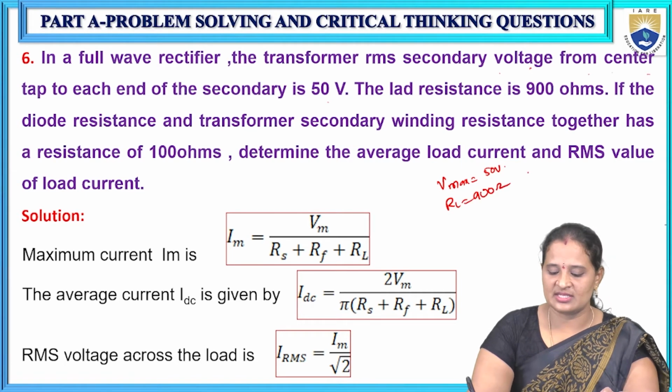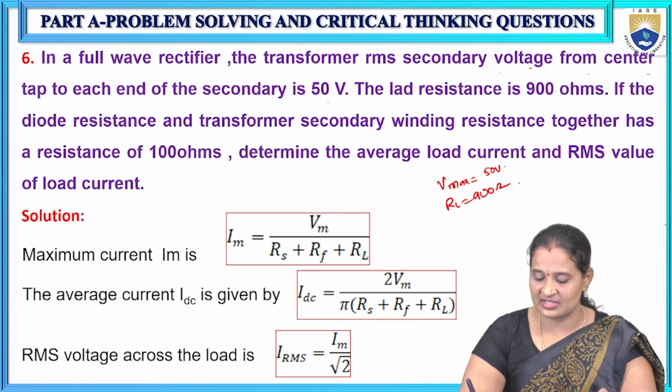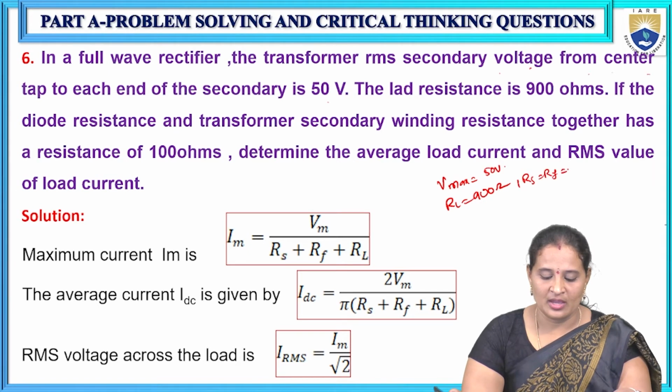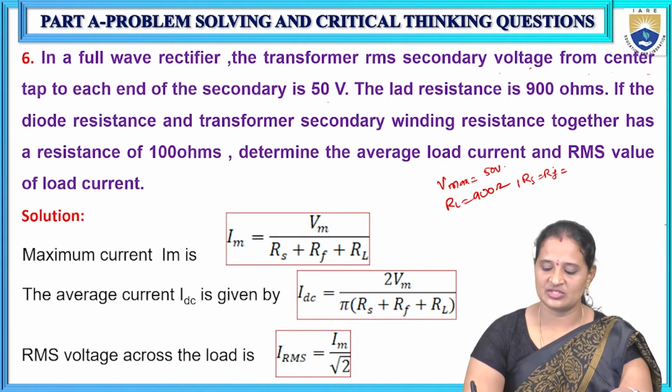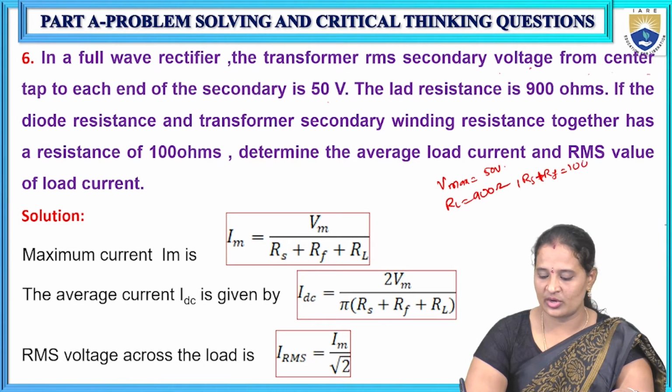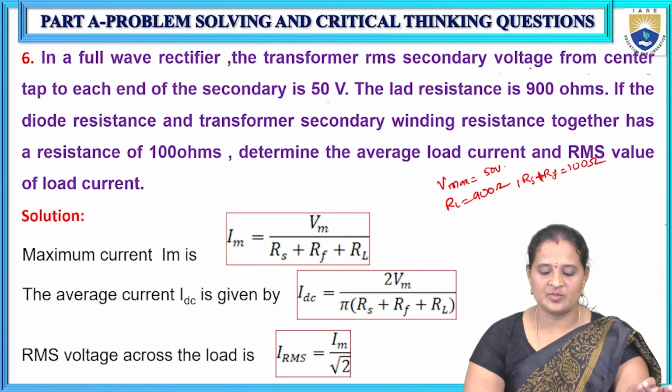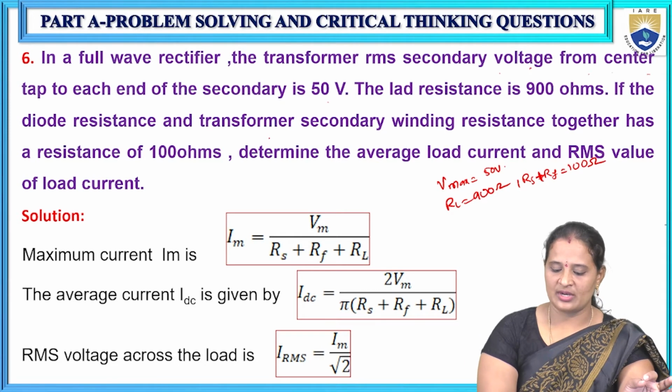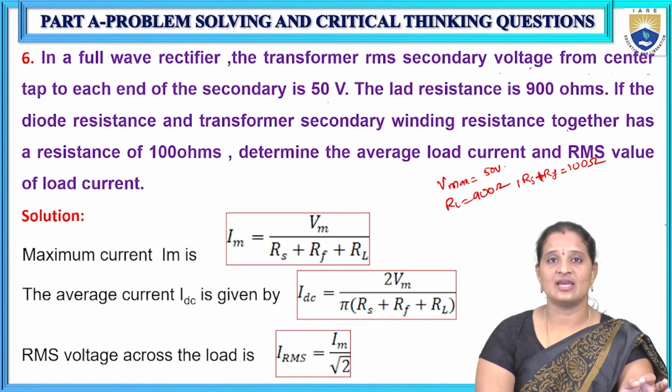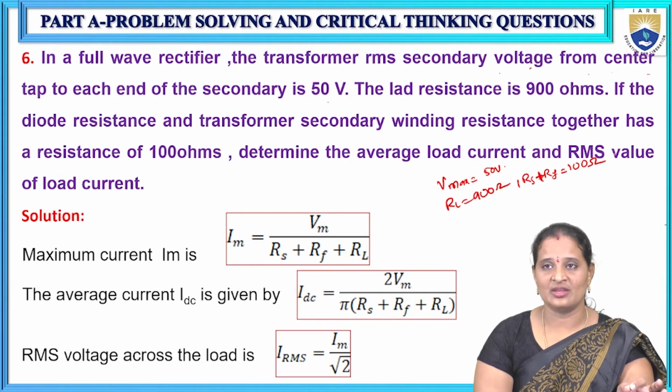If the diode resistance and transformer secondary winding resistance together have a resistance of, that is RS plus RF is equal to 100 ohms. So the transformer secondary winding resistance and diode resistance together are 100 ohms.